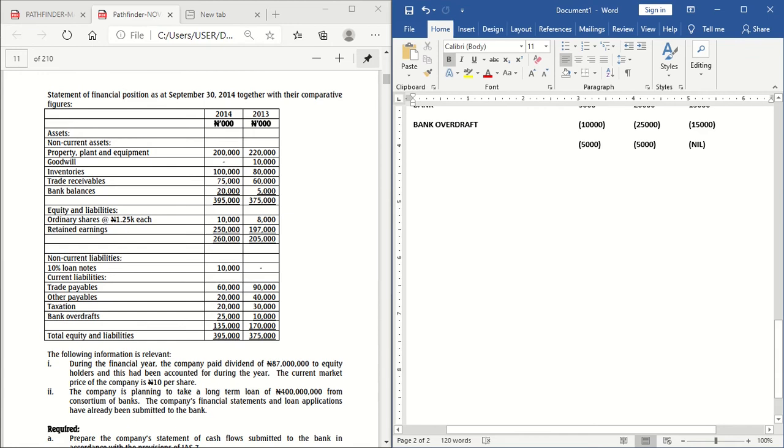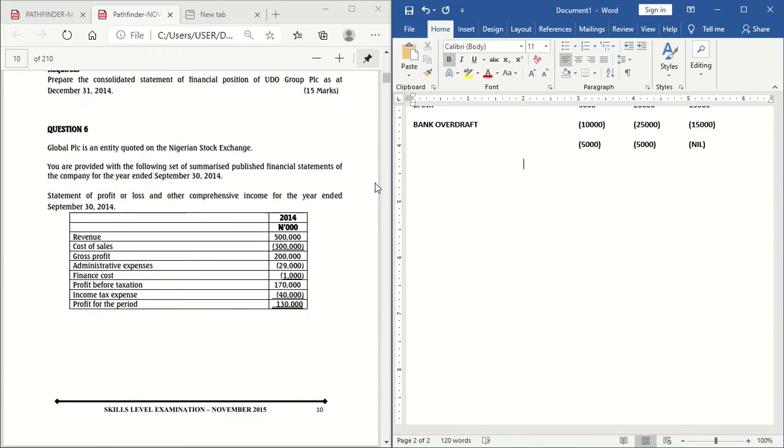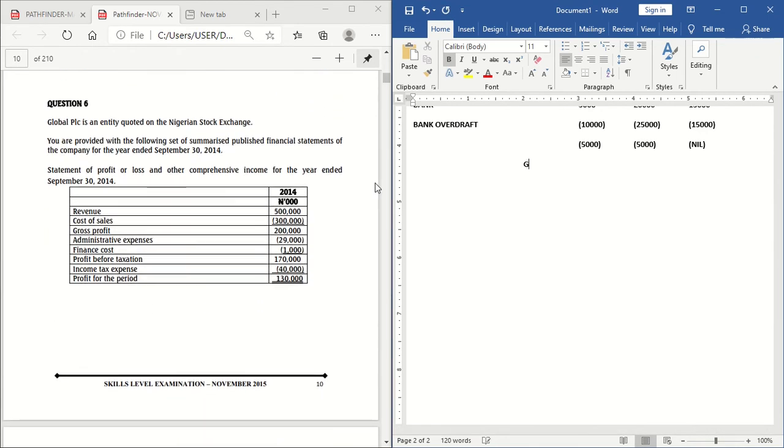So I will come here and prepare the statement of cash flow for which company? For Global PLC. Statement of cash flow for the year ended September 2014. So in this case, I will start with what? Cash received from customer.